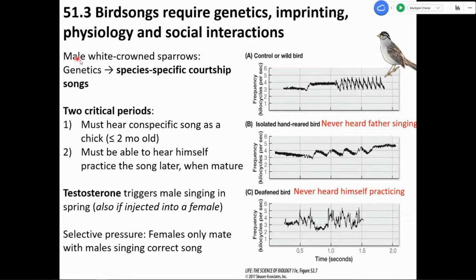Okay. So male white-crowned sparrows, this is a picture of it here, have a species-specific courtship song. So when the males want to mate, they make a certain song and a certain sound that is distinctive of that species that females will respond to in terms of mating to occur. And this figure on the right shows these so-called sonograms, which plot these bird songs. So this is time on the x-axis, and this is the frequency of the sound that they're making.